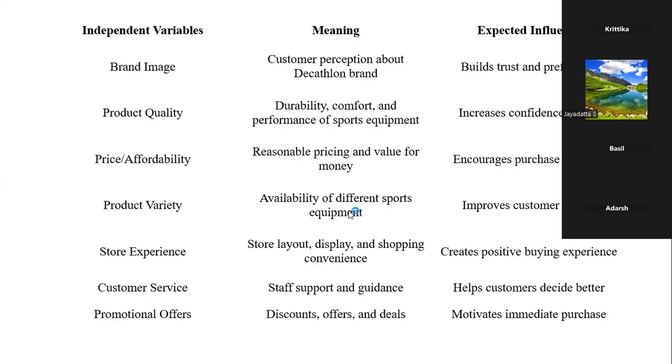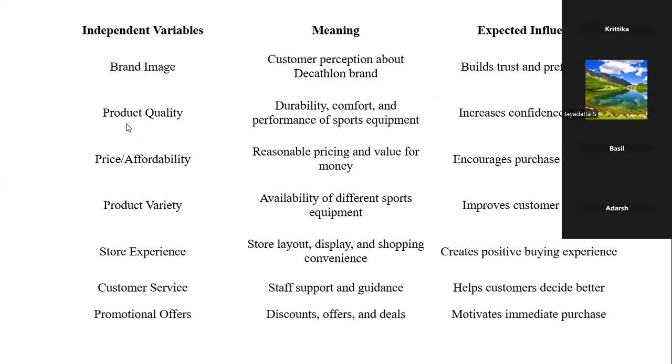So when you're trying to talk about conceptual framework, dependent and independent variables will always come into the picture, which you need to understand and know, which is quite true also. So what happens here? Independent variables related to the study. You have brand image. It talks about customer perception about the Decathlon brand. The expected influence is whether brand image is building trust and preference for the consumer to go ahead and buy the particular product or avail certain services at Decathlon.